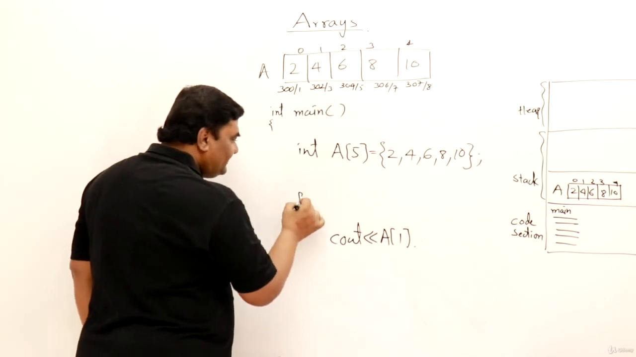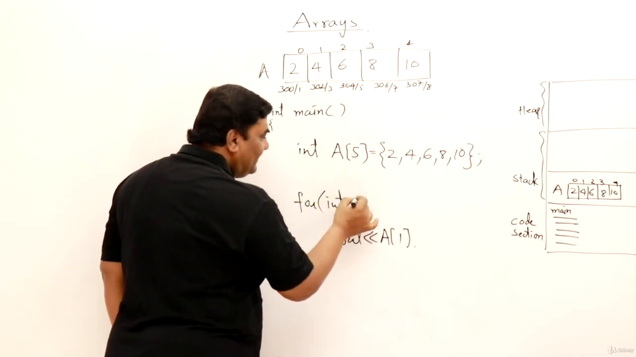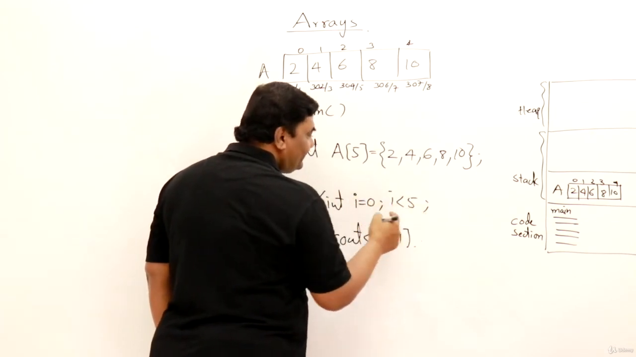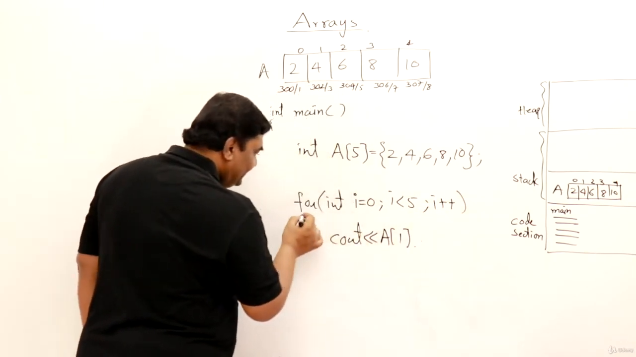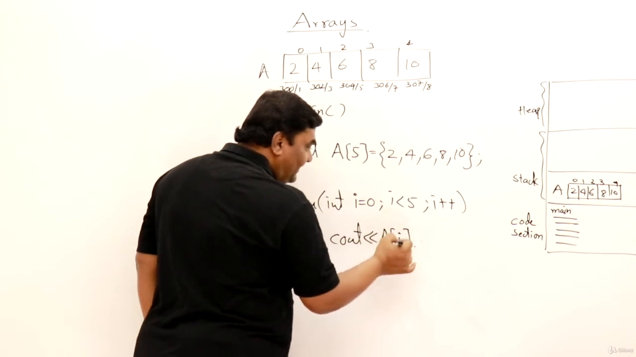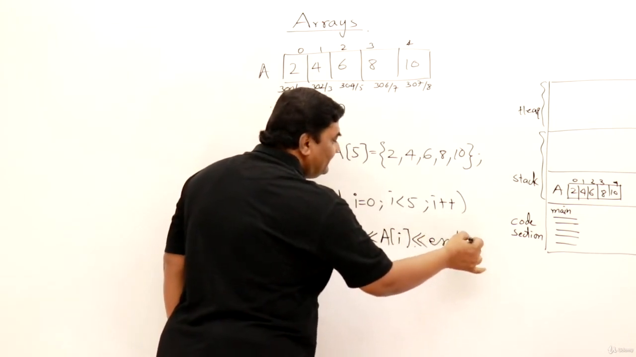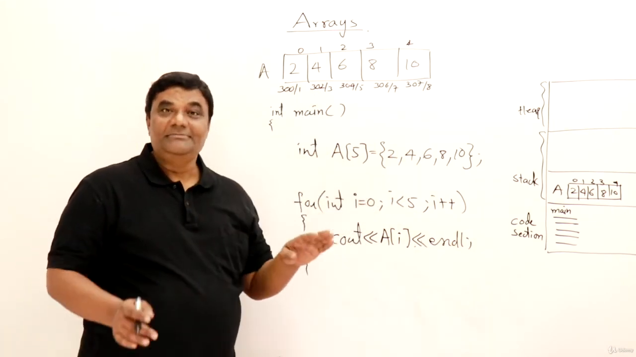So I will write this in a for loop. Here itself I will declare a variable i, assign 0, i is less than 5, so the last value will be 4, i plus plus. Now inside this, cout a of i, and every element I want on the next line, so say endl. This is how all the elements of an array can be printed.